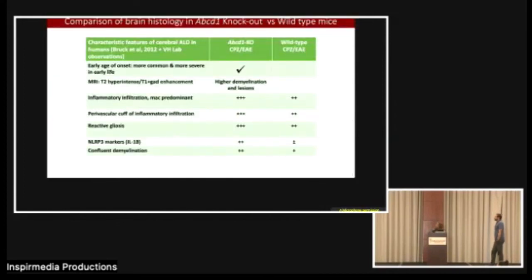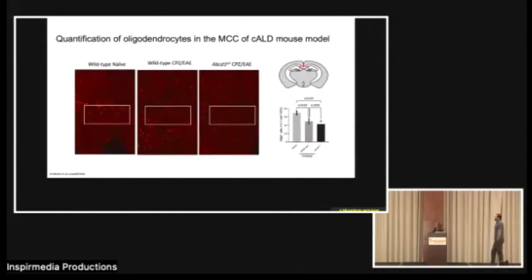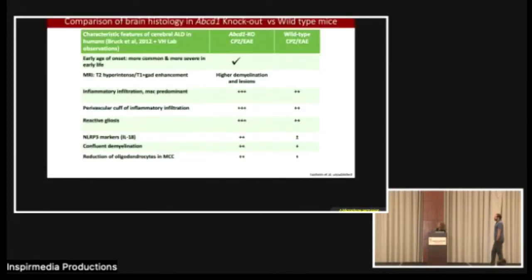All right, so based on that, we could see confluent demyelination in this mouse compared to the control. This is close to human. Then we look at the oligodendrocytes, because oligodendrocytes make myelin. We count the oligodendrocytes in exactly the same area, and we could see the loss of oligodendrocytes in this area. Yeah, this is like human lesions. We see these criteria in this model.